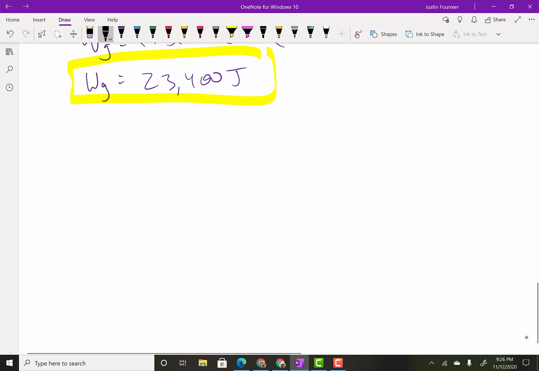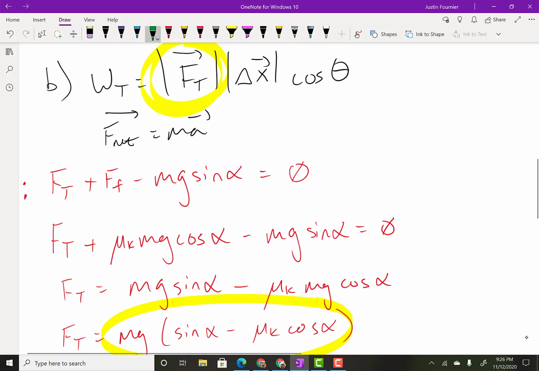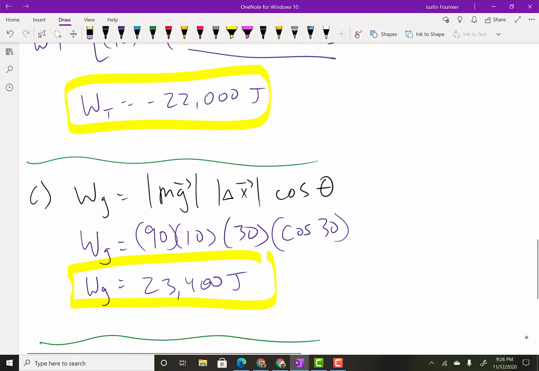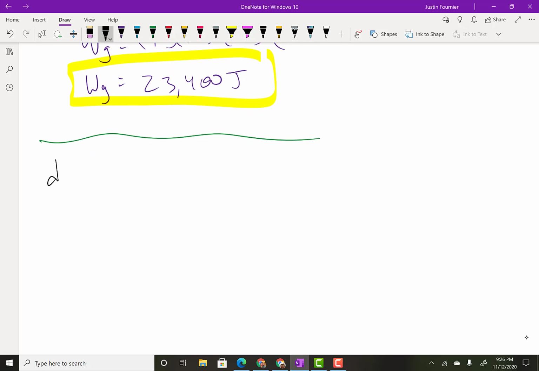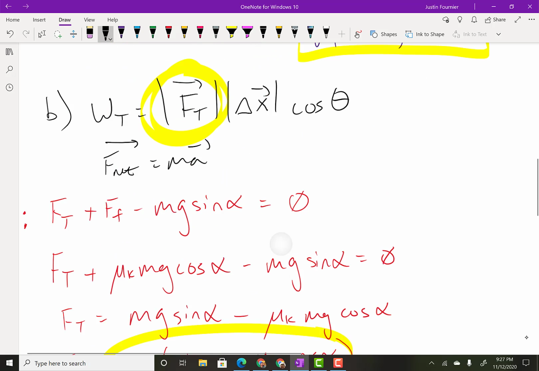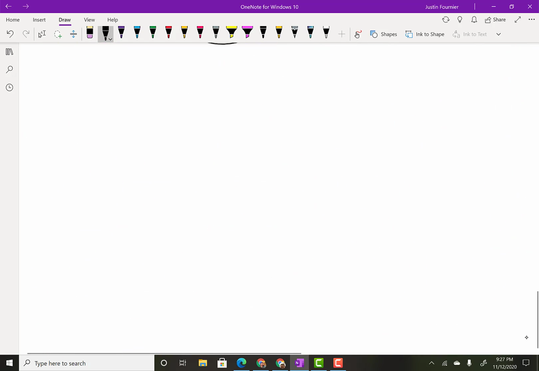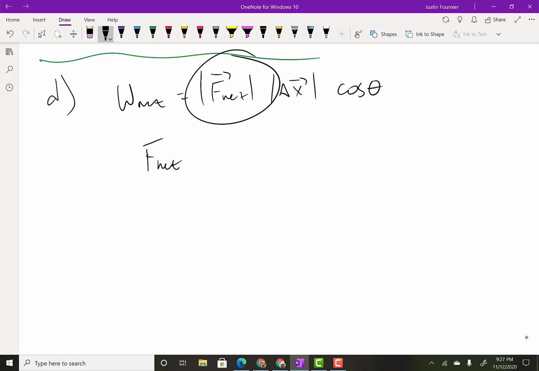Okay, so the last question says, what's the net work done? What's the total work done? I will do this two ways. The first way: net work is the magnitude of the net force multiplied by the displacement of the object, multiplied by cosine of theta. Well, the acceleration is 0. So F net equals ma, and if the acceleration is 0, then F net is 0.